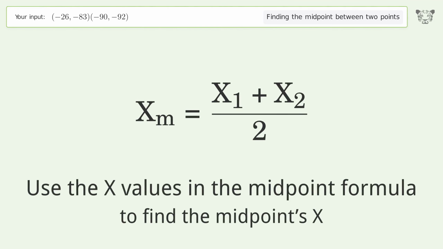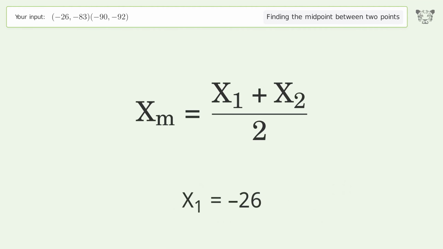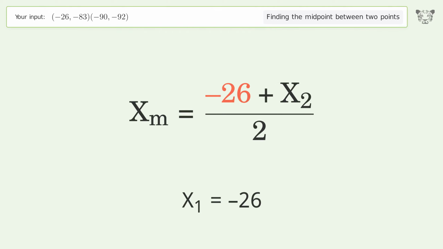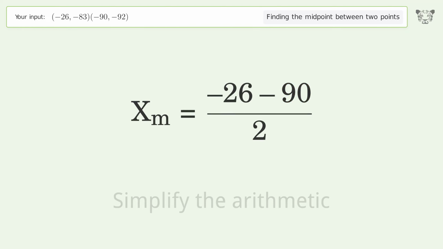Use the x values in the midpoint formula to find the midpoints x. x1 equals -26. x2 equals -90. Simplify the arithmetic.